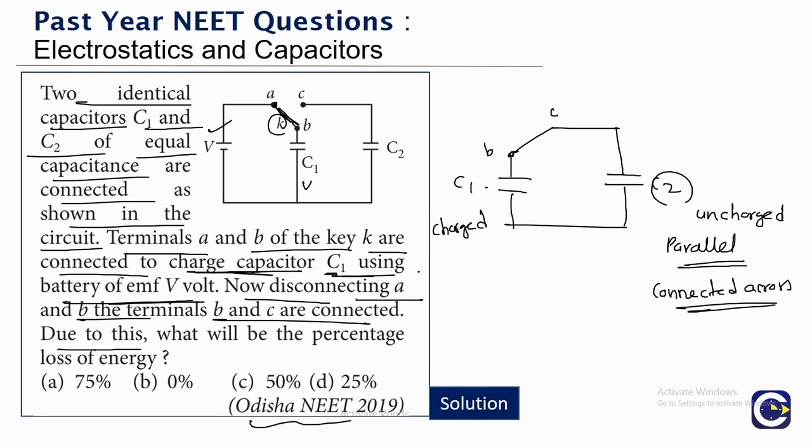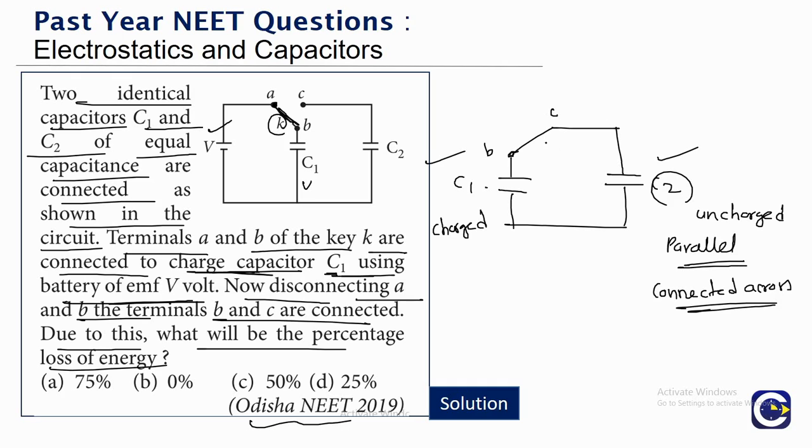Due to this, what will be the percentage loss of energy? They're asking, by connecting the capacitor C1 across capacitor C2, what will be the loss of energy? It's a very standard question. In fact, this same model of question is there in the NCERT textbook itself. It is given. So what is happening here?